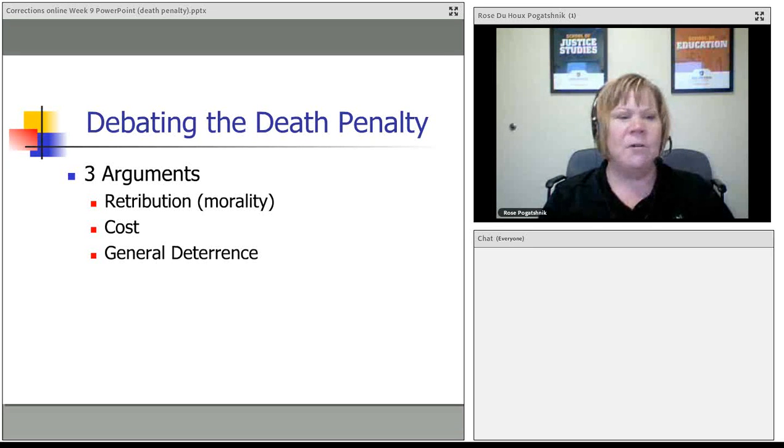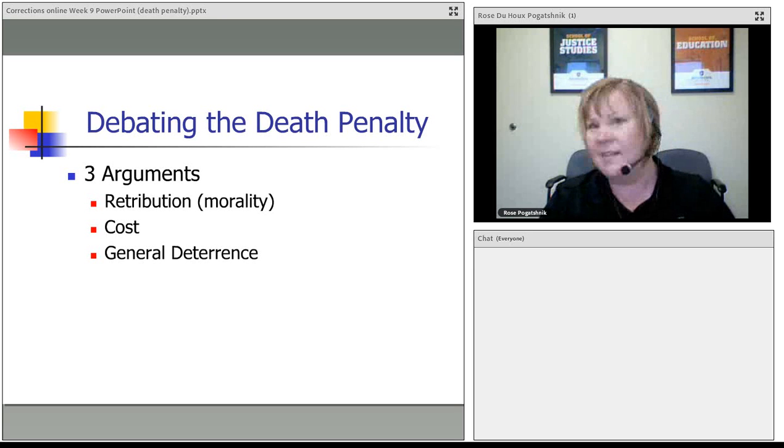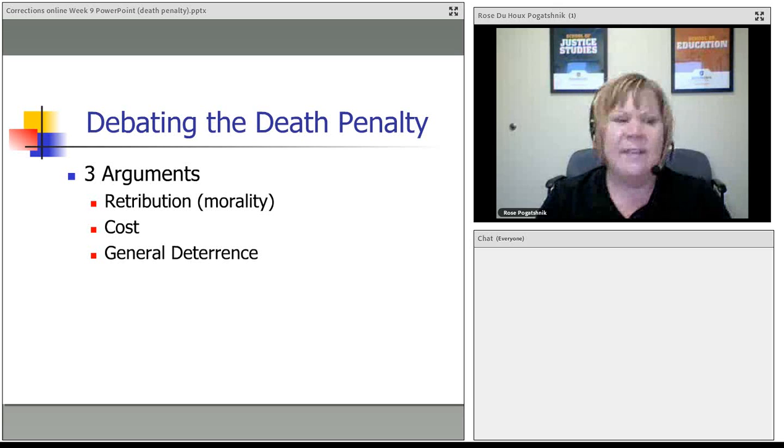But first and foremost, a lot of people are going to support the death penalty because of that retribution. Remember, early in the quarter, we talked about goals of sentencing. One of the primary goals of sentencing is retribution, getting back at. People believe that the death penalty is either morally correct, or if you're opposed to that, they think it's immoral. So they're really talking about the morality of the death penalty. Some Christians might resort to the Bible in trying to debate the death penalty.